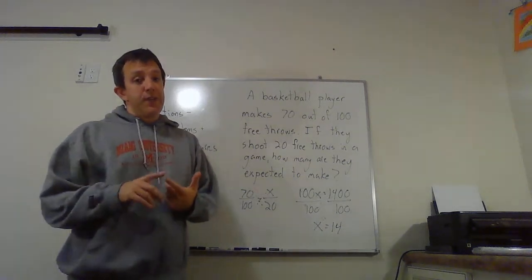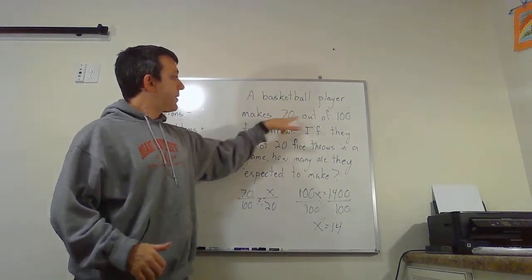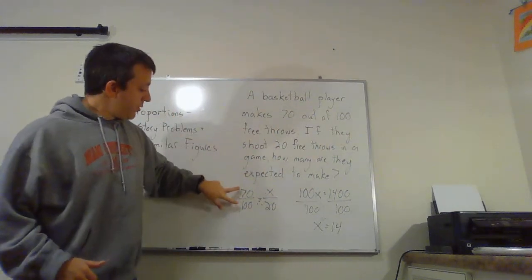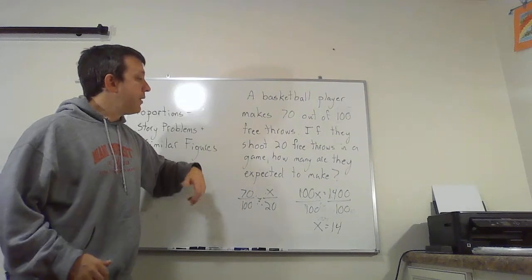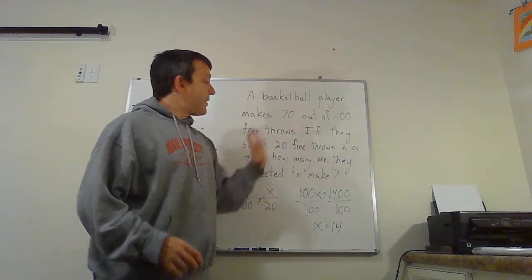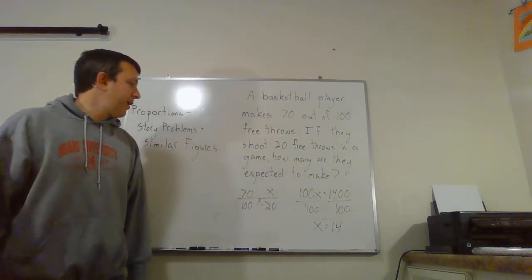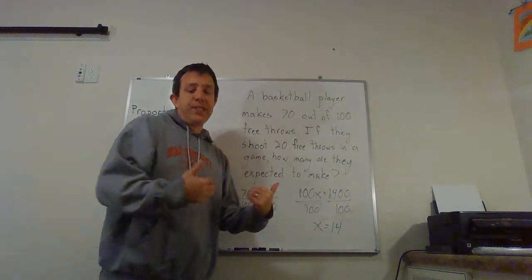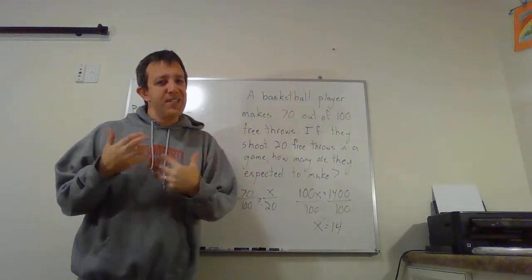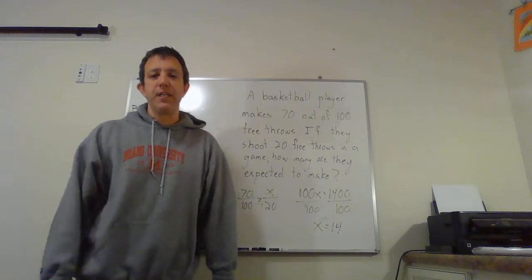We are given two ratios in this problem. The first one's really easy to see, 70 out of 100. So you'll notice down here, the very first thing I did was write that 70 out of 100. Then we have a second one that's kind of hiding here. It says, if they shoot 20 free throws in a game, how many are they expected to make? So how many out of 20 is hiding there, because it's not worded the way that we would maybe hope, to be able to see that ratio really easy.